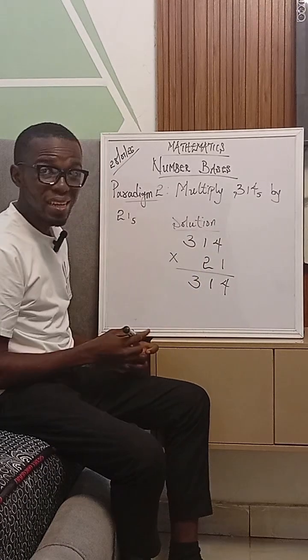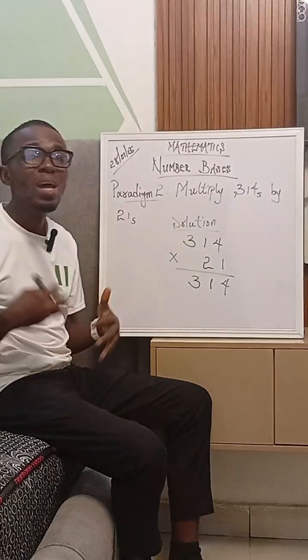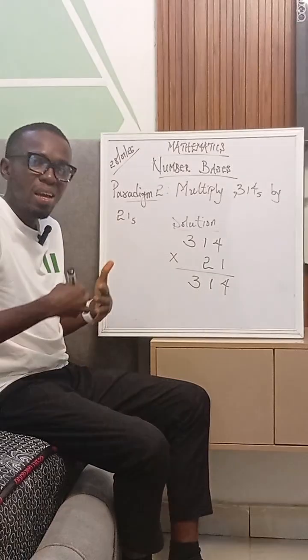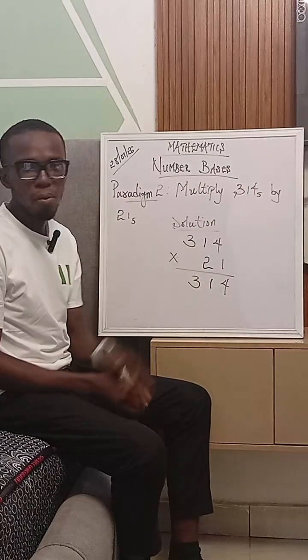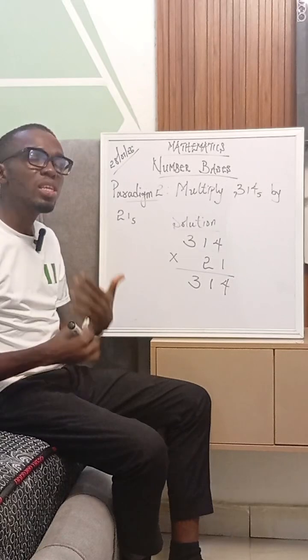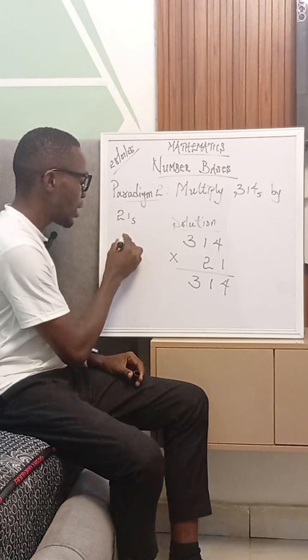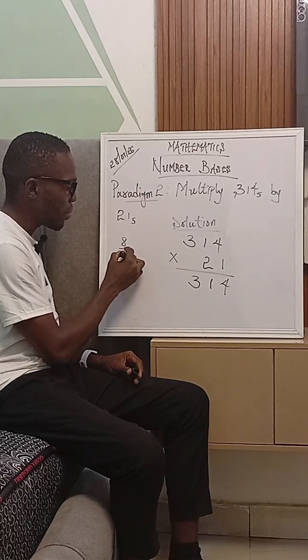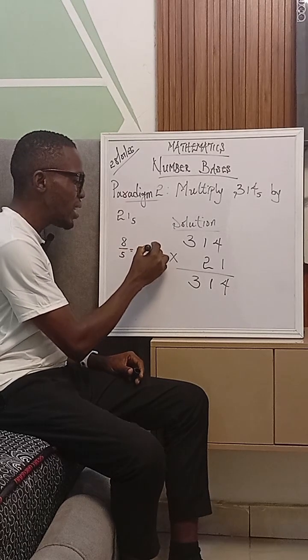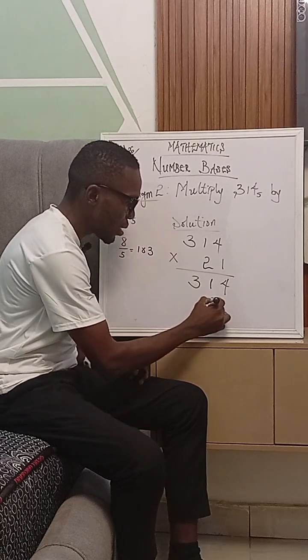2 times 4 is 8. We're dealing with base 5, so we should not have anything higher than the highest digit, which is 4. So anytime you have any digit higher than that, what do you do? Divide it by that base. Now look at this. That would become 8 divided by 5, which is 1 remainder 3. I'll write down the remainder 3.